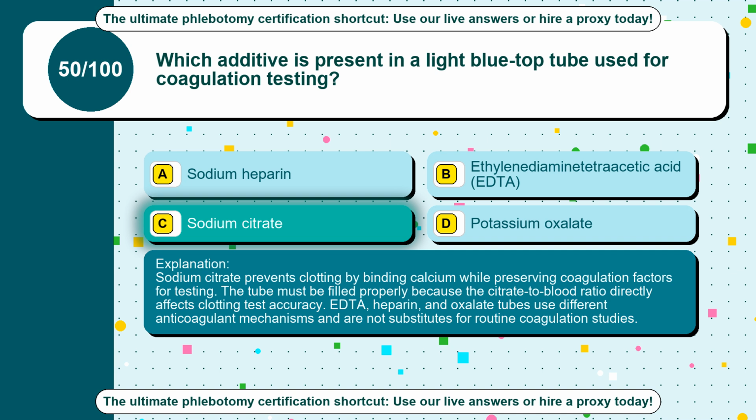The tube must be filled properly because the citrate-to-blood ratio directly affects clotting test accuracy. EDTA, heparin, and oxalate tubes use different anticoagulant mechanisms and are not substitutes for routine coagulation studies.